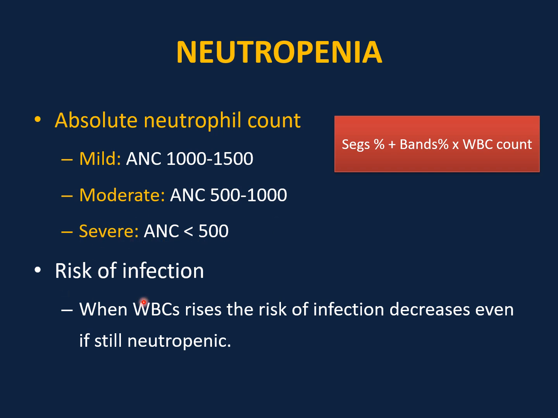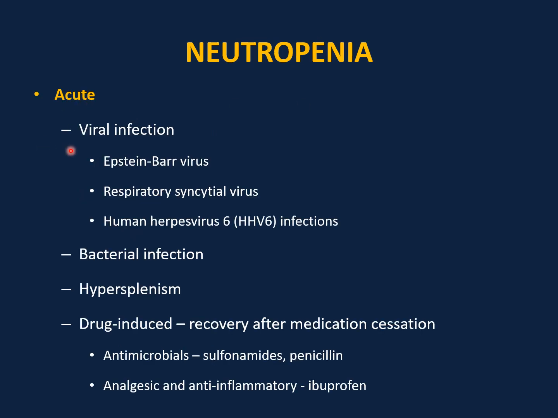Risk of infection: when white blood cells rise, the risk of infection decreases even if the patient is still neutropenic. Causes of acute neutropenia: viral infection, for example EBV infection or RSV, or human herpes virus 6 infection like in cases of roseola. Bacterial infection, hypersplenism, can be induced by drug, and once you stop the drug, the white blood cell count will go up to normal again. For example Bactrim, analgesic medication like ibuprofen.